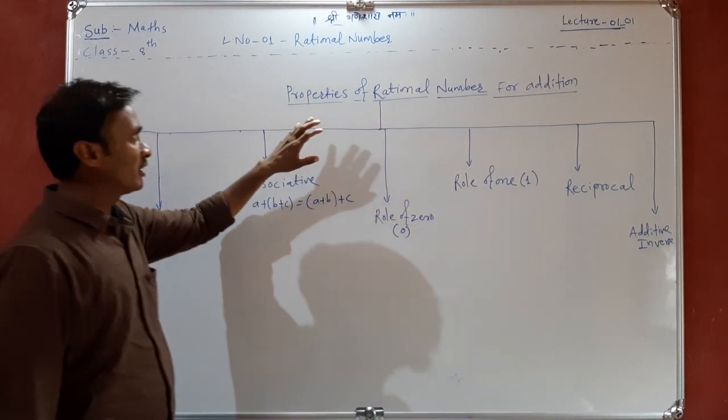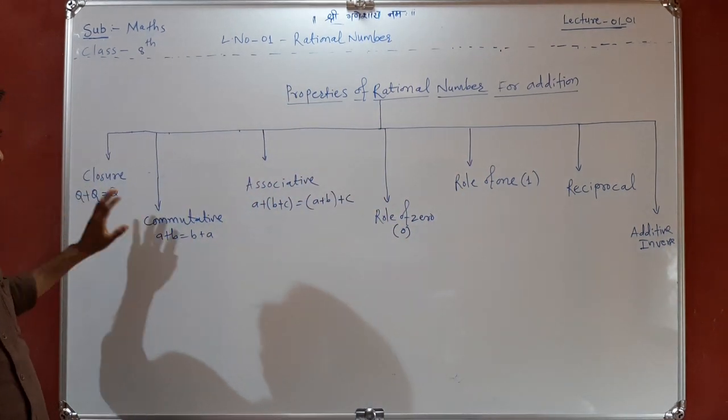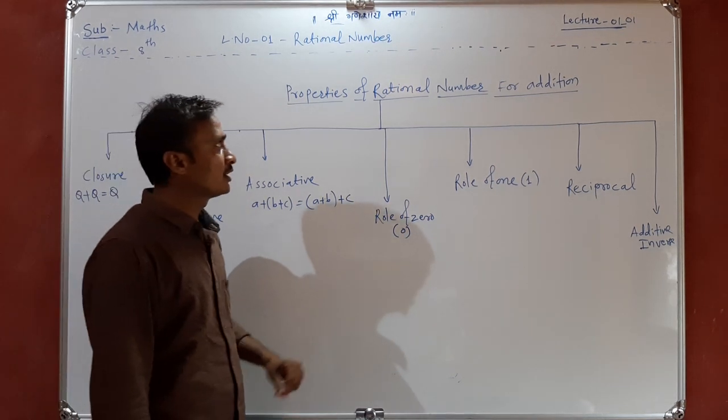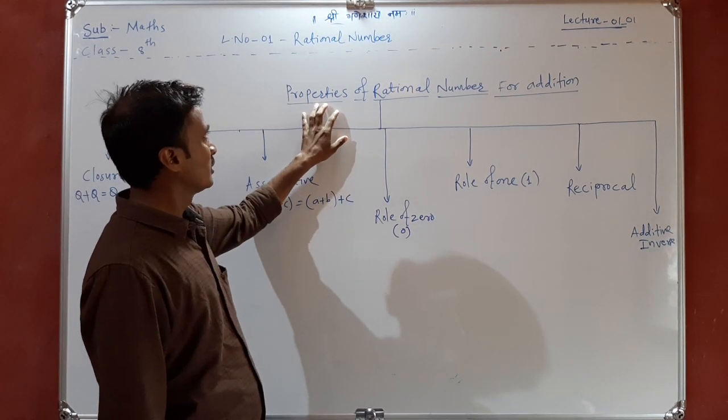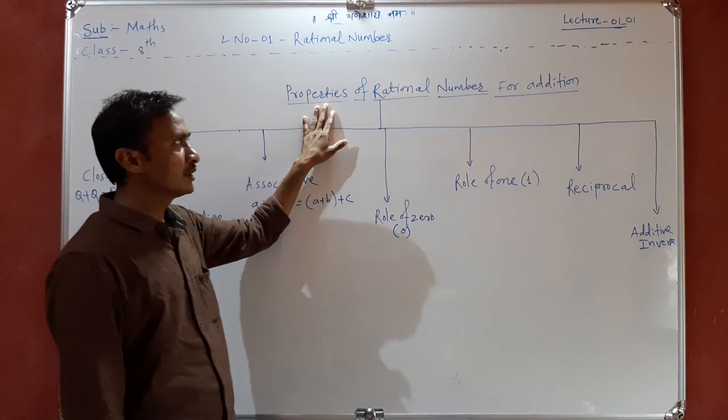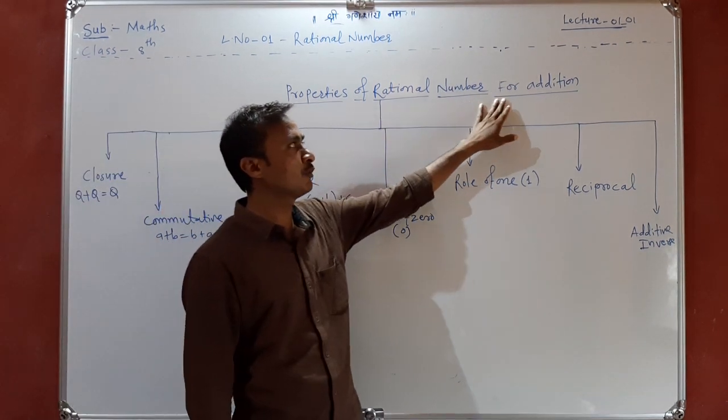Now today we are going to study. In the previous class we discussed the different types of properties of a rational number. Today we have to learn that property with the proof. See here, the property of rational number for addition.